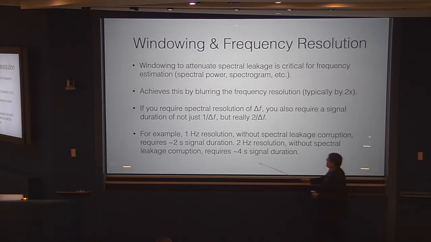And just as an example, if you want 1 Hertz resolution, you probably need 2 seconds. If you want half Hertz resolution, you need 4 seconds. Another typo. This is what I get for adding these last-minute changes on the train. It's reciprocal, but it's reciprocal roughly with a 2 up there instead of a 1. So you really need more time than you thought you needed.